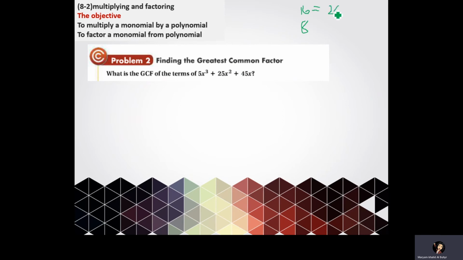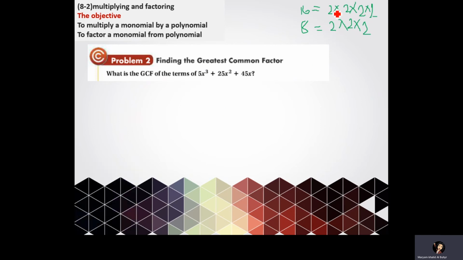So that is 2 times 2 times 2 times 2. So that's the prime factorization for 16. And this one, 2 times 2 times 2. So what is the greatest common factor?